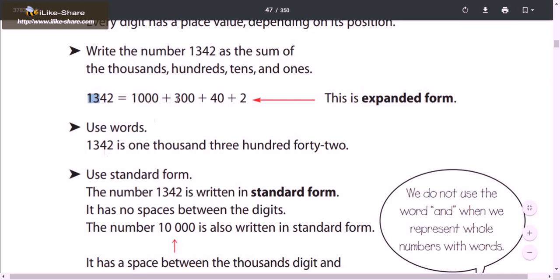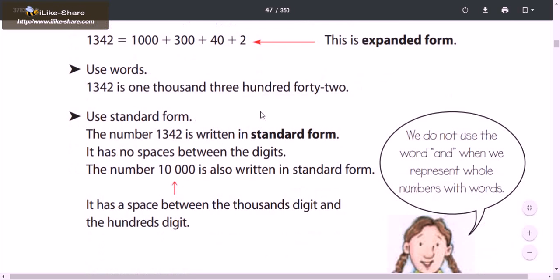Plus 40, I write 40 down, plus 2, and I write my 2 down. So basically I'm just writing the number as I'm saying it, and I'm expanding it out.